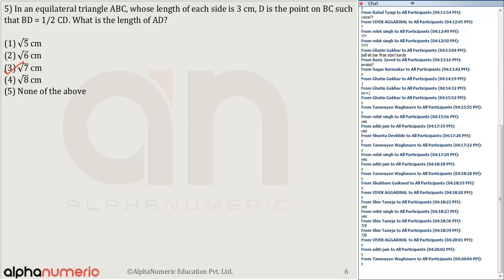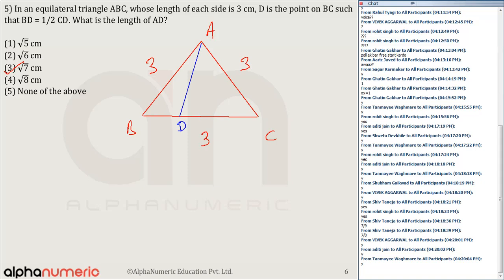Now it says in an equilateral triangle ABC, whose length of each side is equal to 3, D is the point on BC such that BD is equal to half of CD. So let me mark that point here. This is point D. So BD is equal to half of CD. So this is 1 and this is 2.